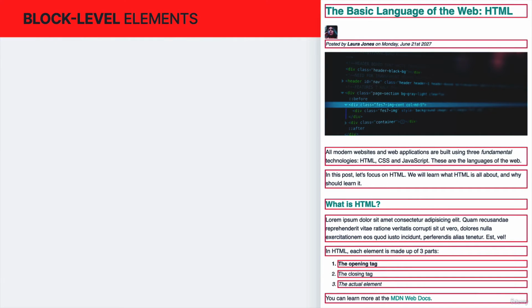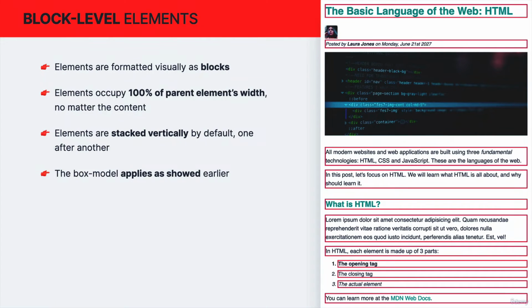So here I highlighted all of the block level elements or block level boxes that are on our page right now. And as I already mentioned, these elements are basically formatted as blocks. So big blocks of content which occupies 100% of the parent element's width. And that is true even if the content itself wouldn't actually require so much space. For example, this "What is HTML" heading actually wouldn't need the entire line, right? But it is still a block level element because then they can be stacked vertically one after another by default.